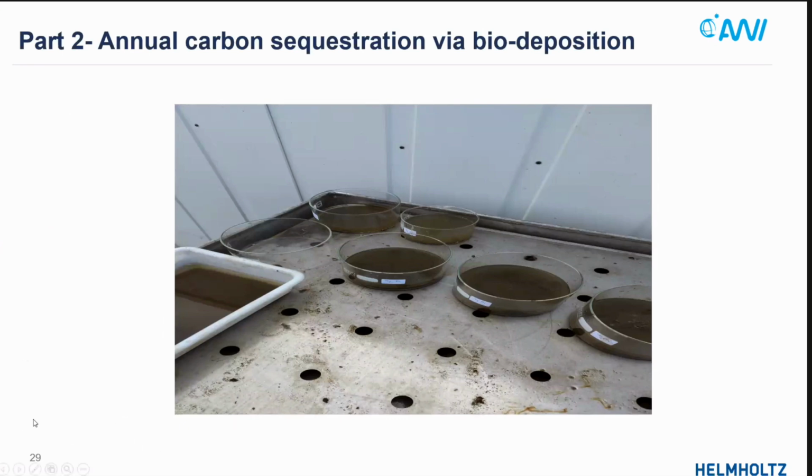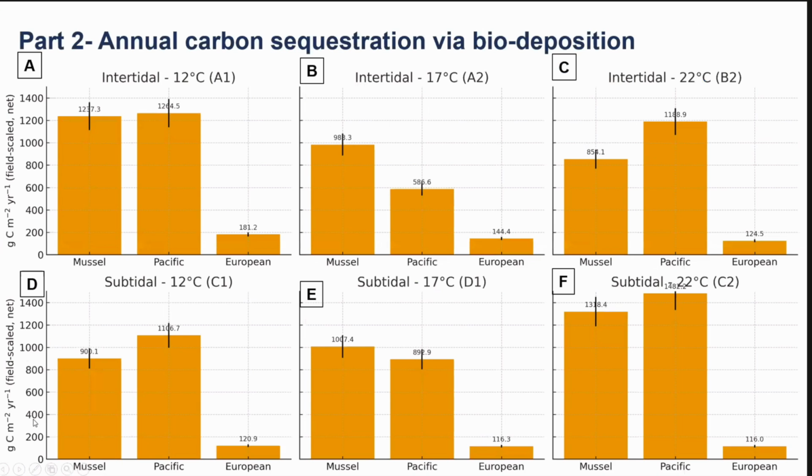This is how the biodeposition looks basically. Coming to the results, you can see the top panel A, B, C. It shows the intertidal habitat mimicking mesocosms, and the bottom panel shows the subtidal habitat mimicking mesocosms. We also used three different temperature ranges to understand if an increase in temperature can increase their feeding and also increase the biodeposition.